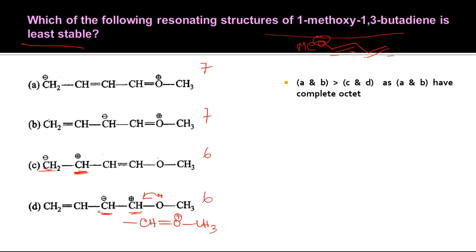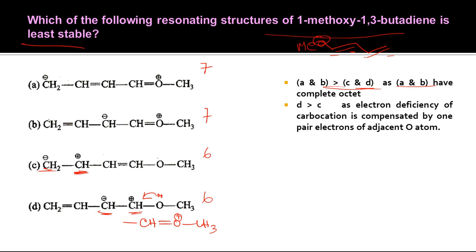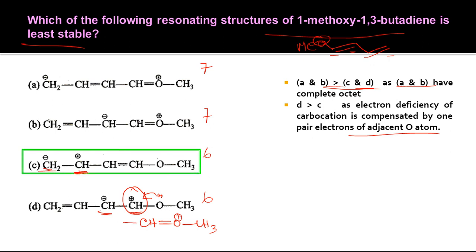So what are the points based on which we can choose C? A and B are more stable than C and D, because in A and B you have a complete octet. Then A and B are cancelled, they are more stable. Now D is more stable than C because the electron deficiency of the carbocation is compensated by one electron pair donation from the adjacent oxygen atom. So that is why this should be the least stable structure.